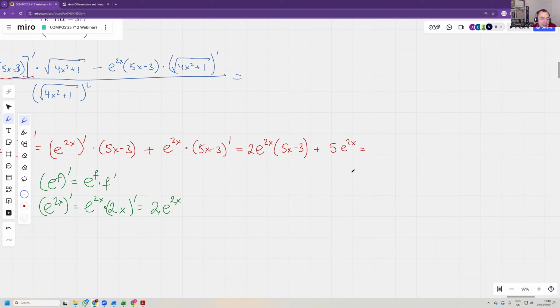Now, it would be very silly not to open the brackets here. Well, yeah, let's open the brackets. It's going to be 10e to x.